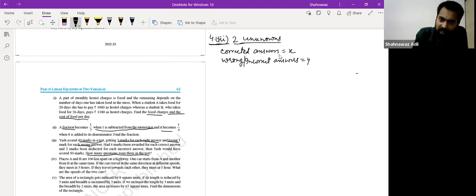So he has attempted x correct answers. Okay. So what will be the total according to the first part? Total correct marks. So he has attempted x correct answers, right? And one correct answer gives 3 marks. So what will be the total correct marks? 3x, right, 3x. And what will be the total wrong answers?